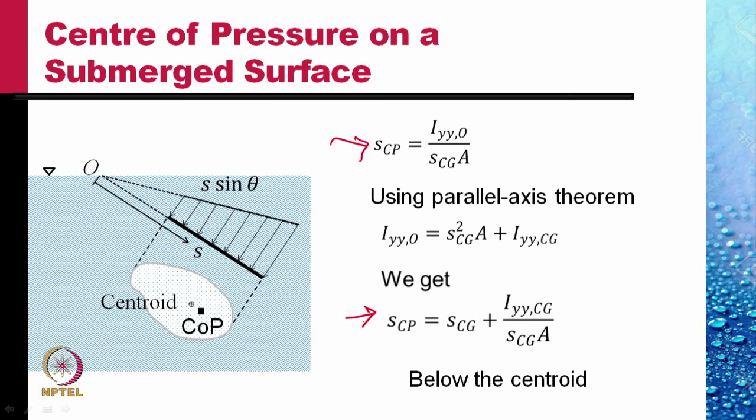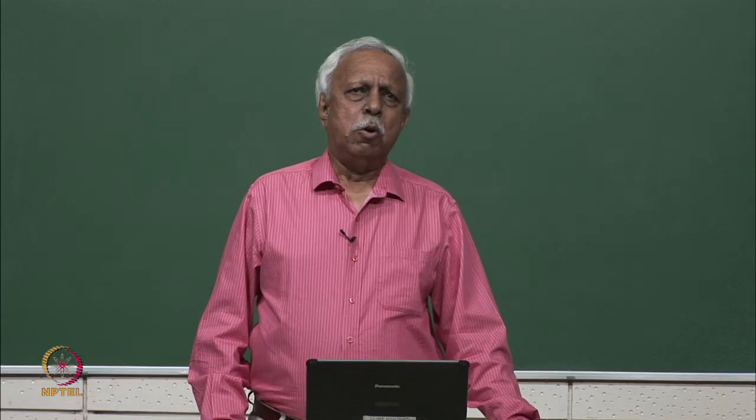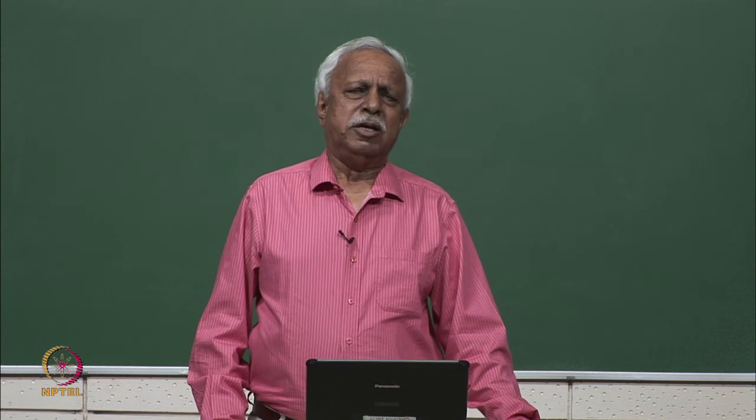So clearly the center of pressure is always below the center of gravity. But this distance between the centroid and the center of pressure decreases as SCG increases. For a depth of about 2 meters, the depth of the center of pressure is almost at the same location as the depth of the centroid, if the top edge of the surface is more than 2 meters from the free surface of water.